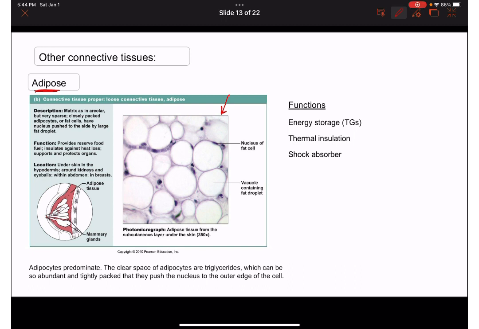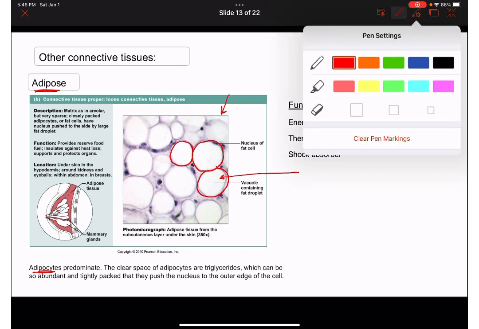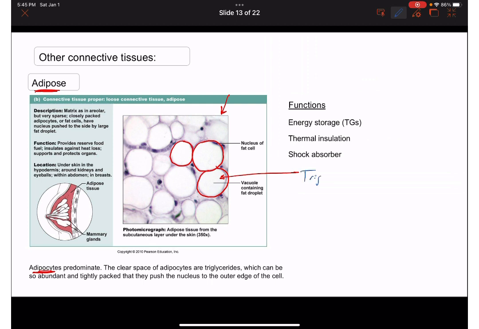And within adipose tissue, the primary cell type you're going to have are adipocytes. And each one of these is an individual adipocyte. And what do we find within adipocytes? What do they do? Well, adipocytes store fat. They store triglycerides. Okay, so these are the function. One of the functions here is energy storage. And triglycerides don't stain, which is why the inside of these cells don't stain.